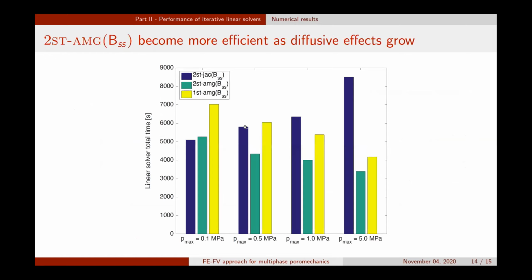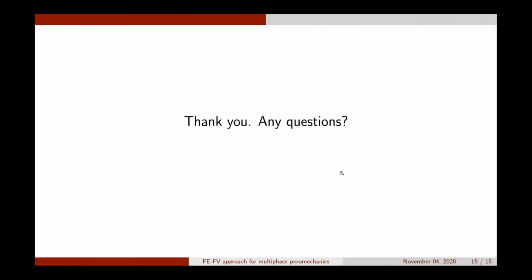In blue is how long our linear solver is taking for the base case scenario. And we can see that it grows as the capillary effects grow. And the other two strategies we have designed have the opposite pattern. So this is my research so far. Thank you.